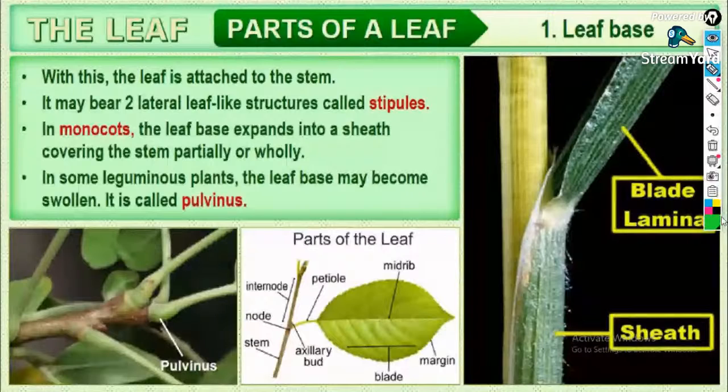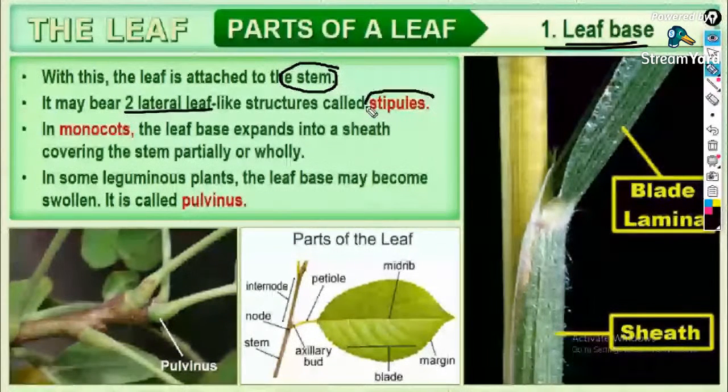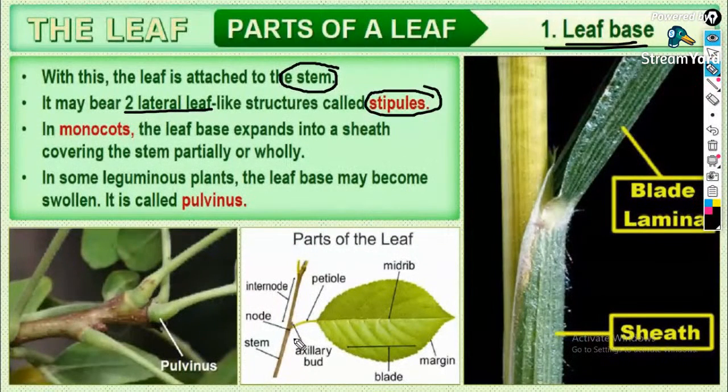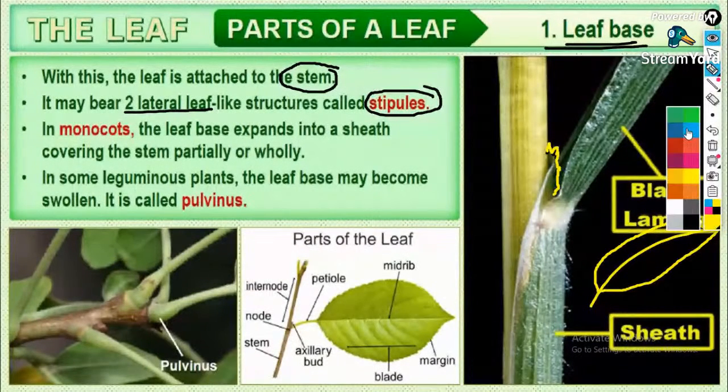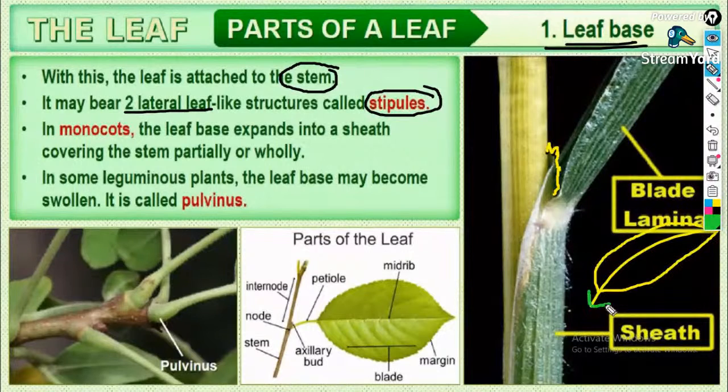So the leaf is attached to the stem with the help of the leaf base. They bear two lateral leaf-like structures called the stipules. Look, these are the stipules. Suppose you're considering a leaf. At the very base of the leaf you would see two green structures which help in the attachment and are also attached to the stem. That part you will call the stipule.